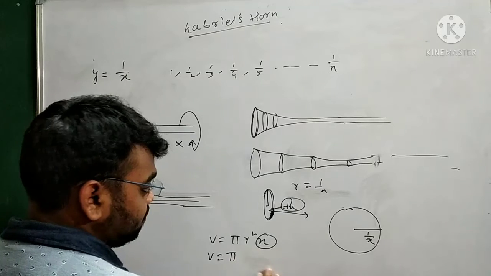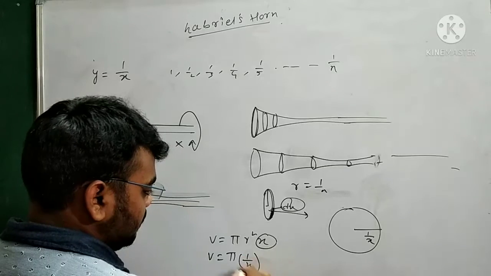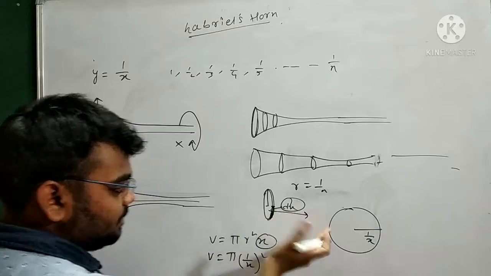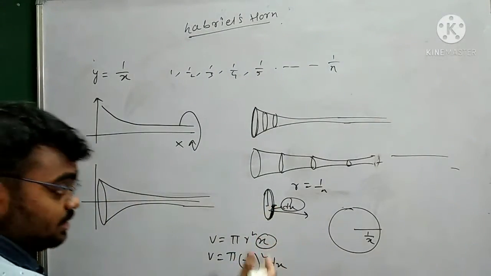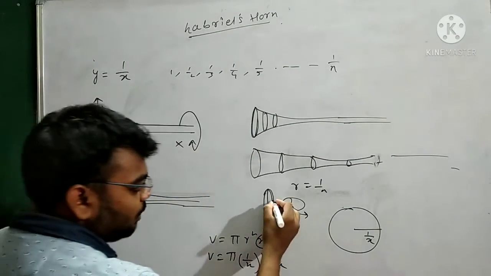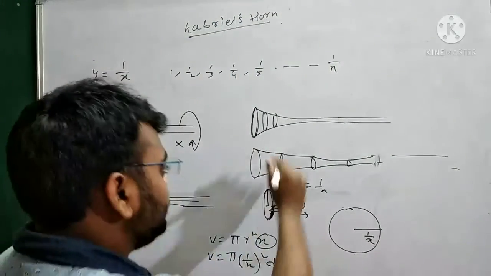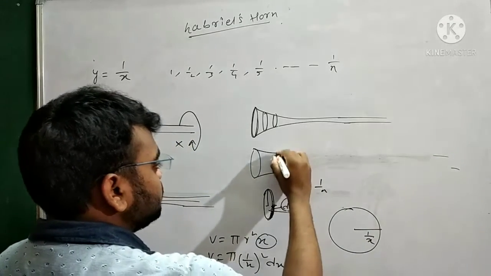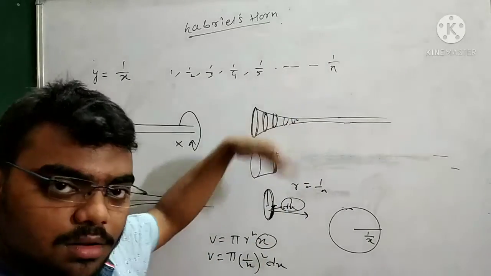And r will become 1 upon x, whole square, and the height will become dx. This is the height of this figure, dx. It is a very small height. This is the side view of this picture. You must consider this only. This is actually a small cylinder.